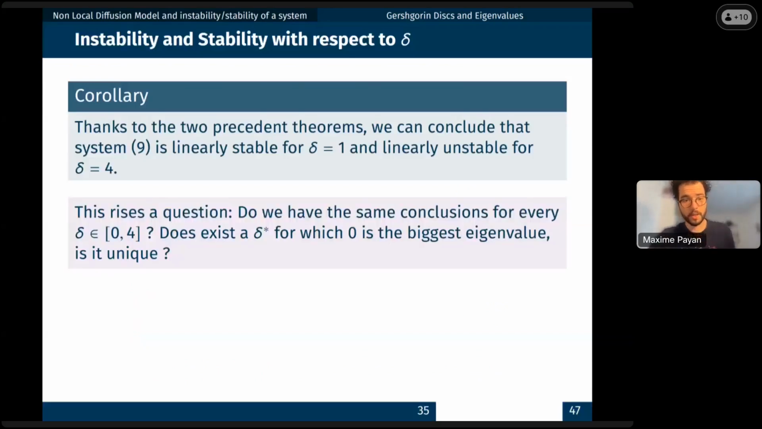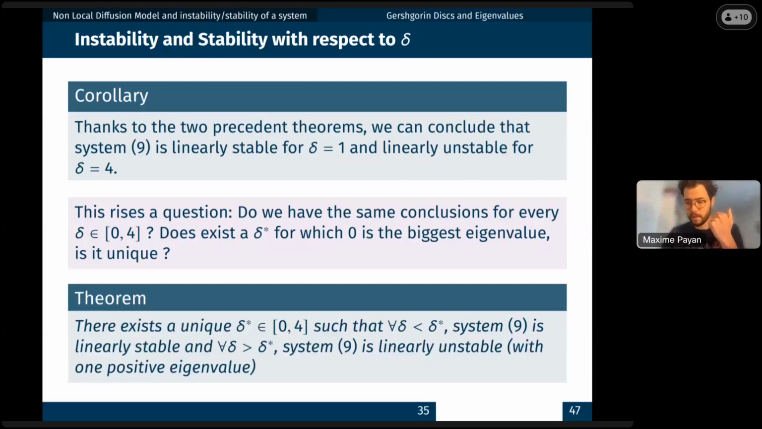And this raises the question: do we have the same conclusion for every delta belonging to 0 and 4? Does there exist a delta? Because there's a problem, you cannot be stable and unstable at the same time. So does there exist a delta star for which 0 is the biggest eigenvalue? Exactly. And is it unique? Maybe you can cross 0 many times, I don't know. And I affirm that yes, there exists.